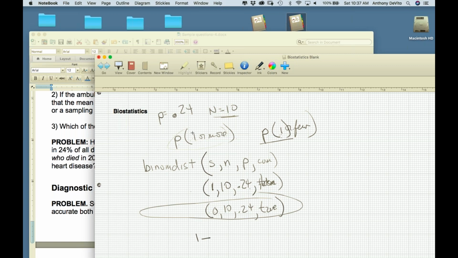Okay, if I ask you for the probability of 3 or more, well then you would want to know 2 or fewer: 2, 1, 0. So 2, 10 sample size, 0.24, and true, so it includes the probability for 2, 1, and 0. And if you subtract that result from 1, you would get the probability left for 3 or more. So you've got to be a little bit careful with the way it's worded, so you know exactly what you're going after there.